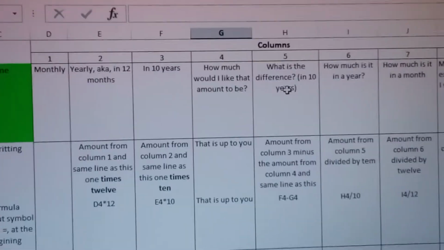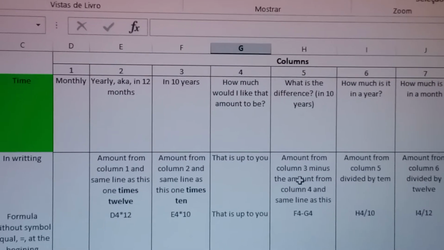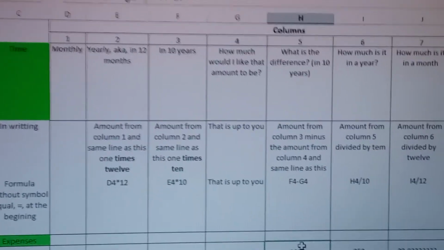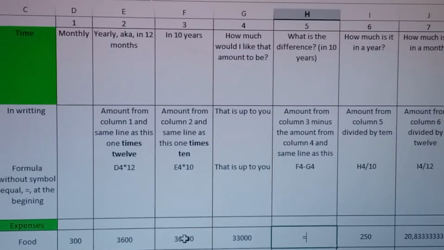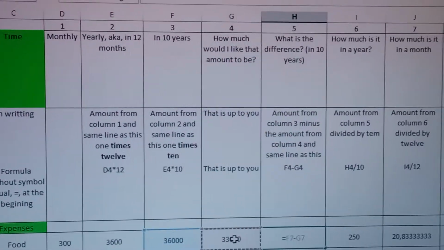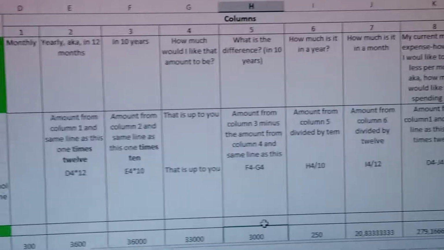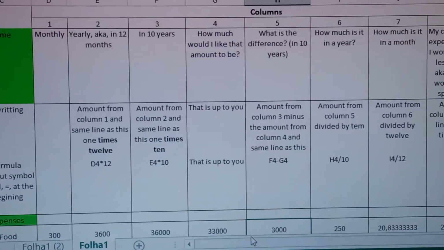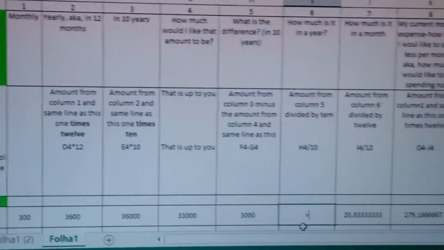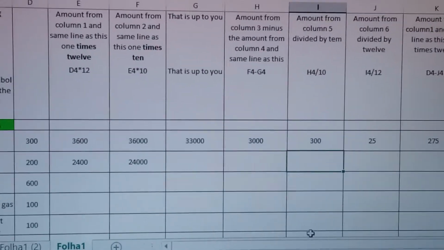So, and then what is the difference in 10 years? So how much am I going to spend in 10 years and how much I would like it to spend in 10 years? The formula is the difference, the amount from column 3, which in this case is 36,000, minus the amount from column 4, 33,000, and this is the amount that I would like to spend less. How much is it in a year? Since this is the amount in 10 years, I have to reduce it for 1 year. So I have to divide it by 10. So column 4 divided by 10.